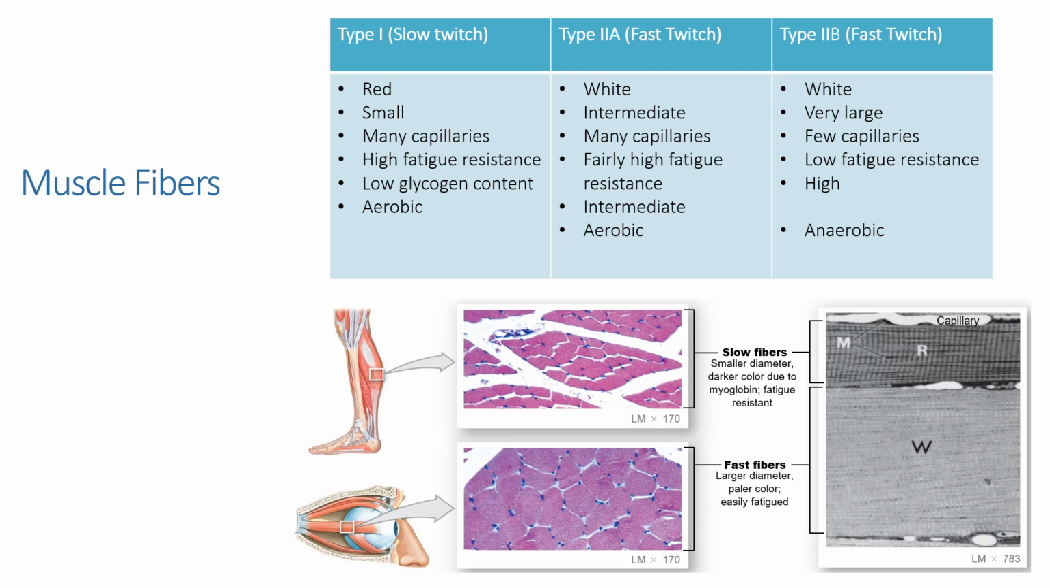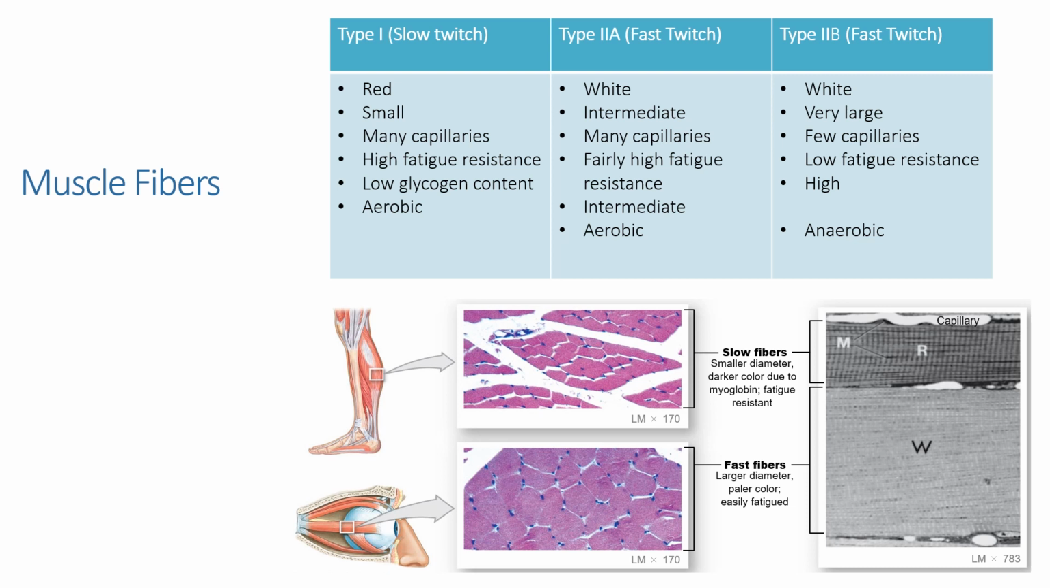Type 2, fast twitch or white glycolytic. The subtypes are type 2A, which are fast oxidative. These are bigger than type 1 fibers. They are fatigue resistant due to moderate oxidative capacity. And type 2B, which are classic fast glycolytic fibers. These lack aerobic enzymes, leading to rapid fatigue during intense activities. Their function is that they are suited for high-intensity, short-duration activities, such as sprinting or weightlifting.